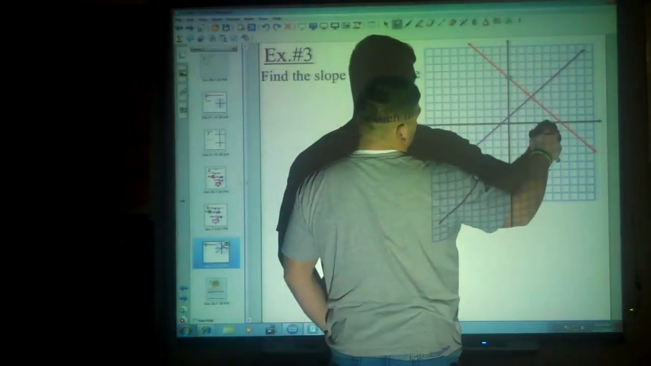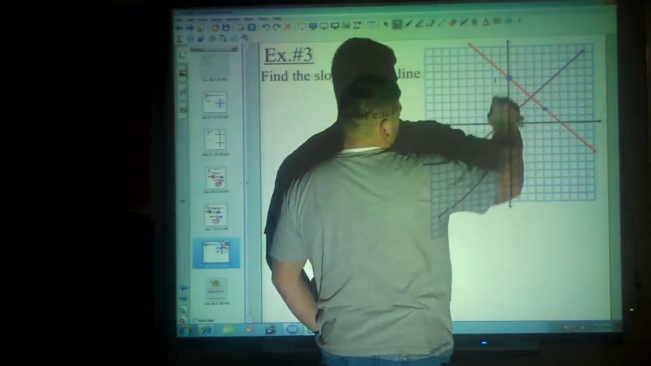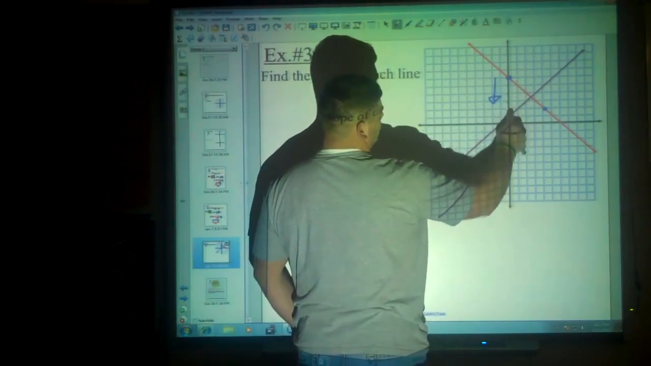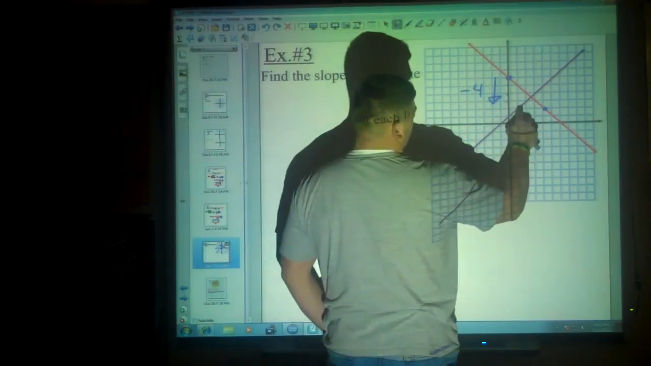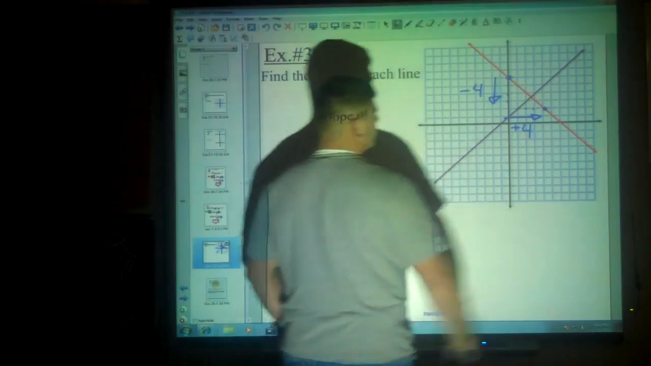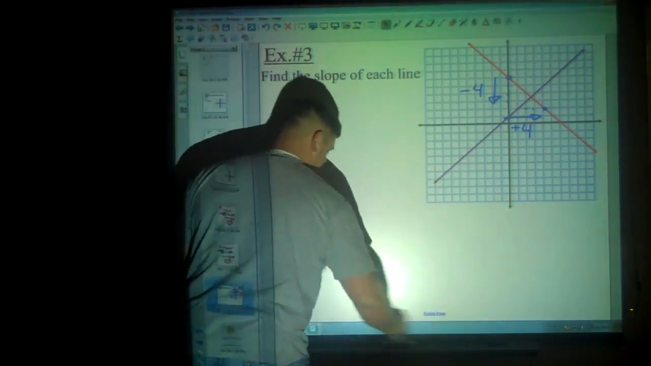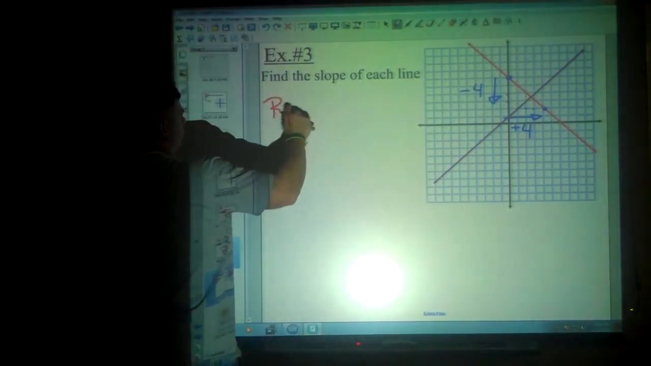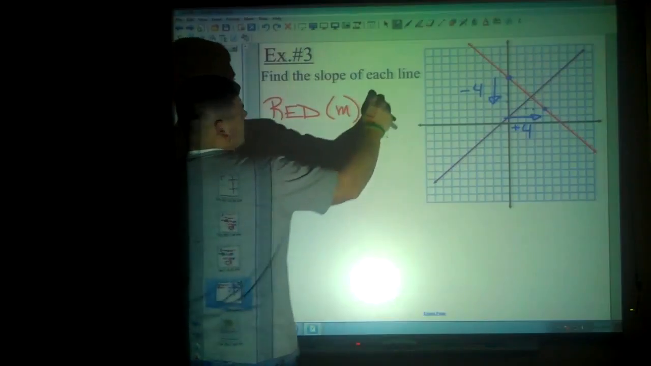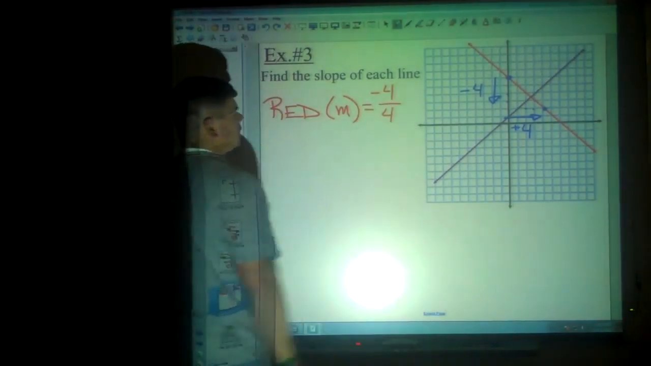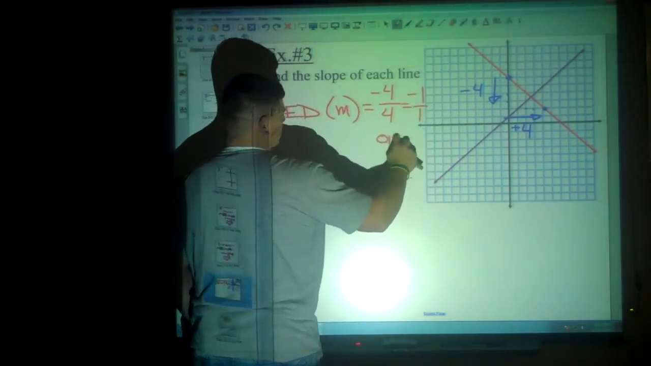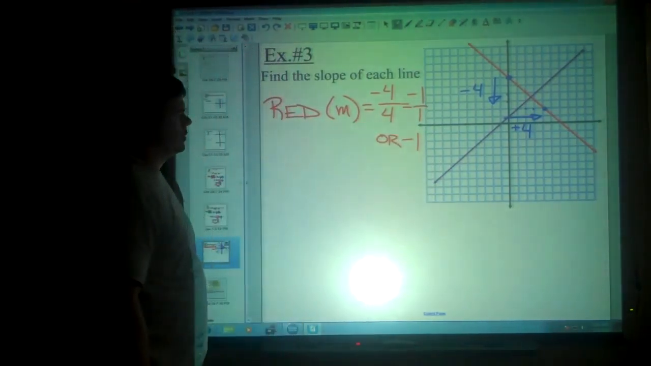Say I go from this spot to this spot. I've got to go down to get there. I've got to go down 1, 2, 3, 4. And I got to turn to the right 1, 2, 3, 4. Which means the red line, the red m, is equal to negative 4 over 4, which is the same as negative 1 over 1, or just negative 1.